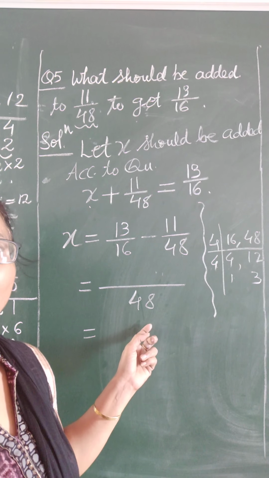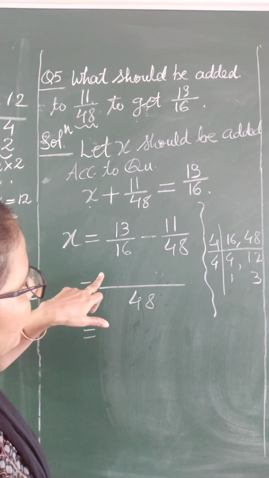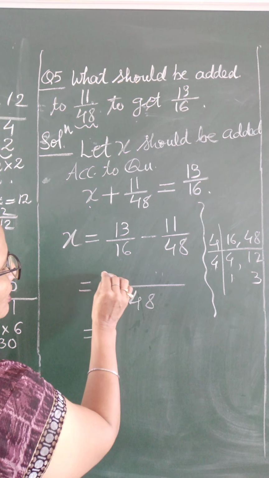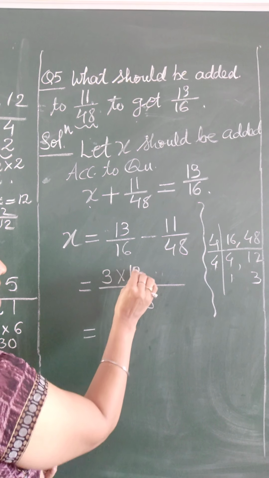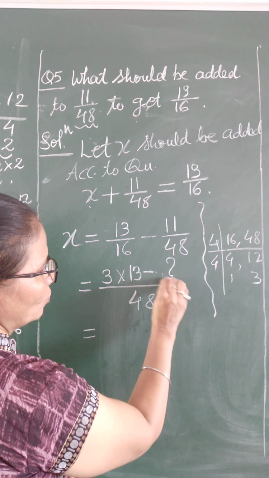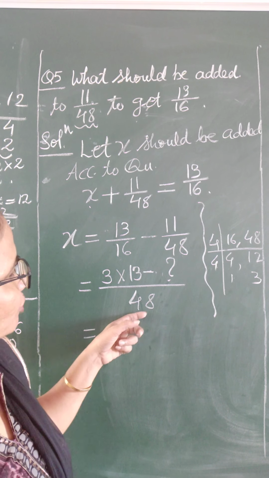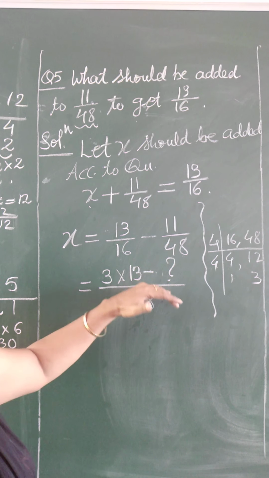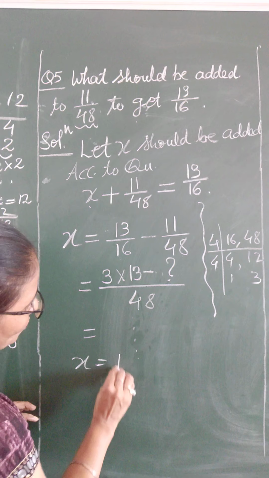And now you know what you will do. Divide this 48 by 16. Whatever the answer you will get, that you will write here. As you know, when you divide 48 by 16, what you will get? 3. And this 3 you will multiply with its numerator, that is 13, minus. Now after this again you have to write now. This is question mark I have put here. You have to complete this sum now. Again you will divide 48 by 48. So what you will get? 1. And that one you will multiply with 11 and so on. So in this way at last you will get the value of x.